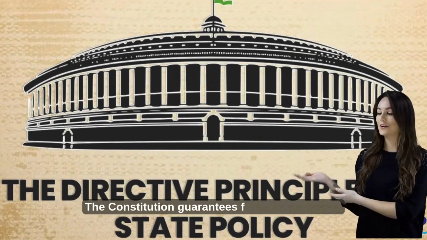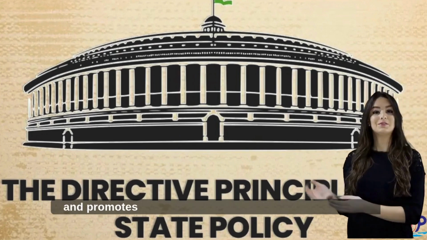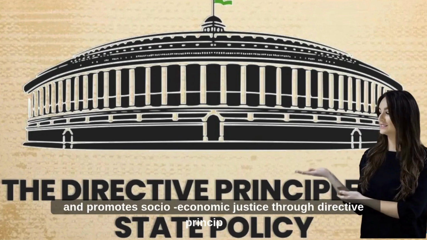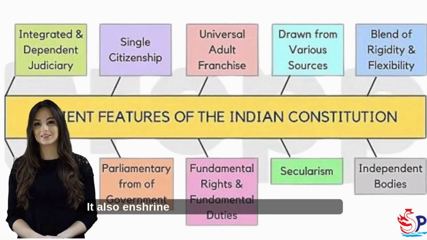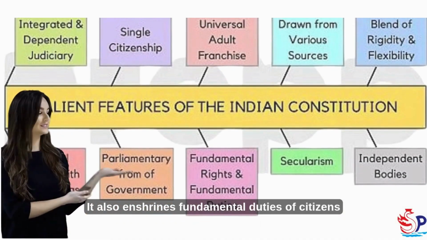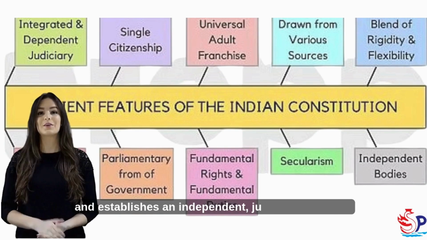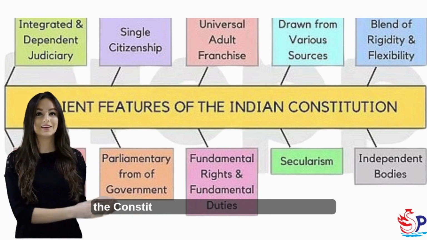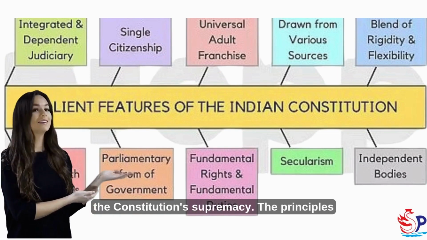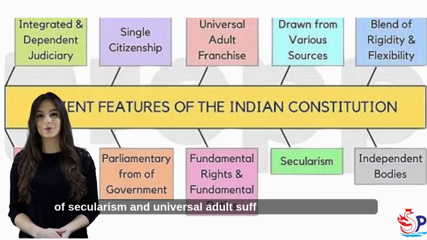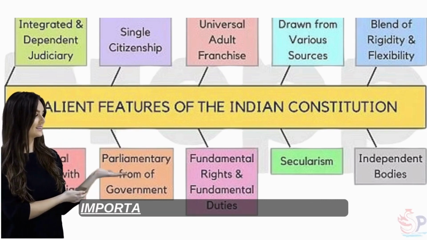The Constitution guarantees fundamental rights and promotes socio-economic justice through directive principles. It also enshrines fundamental duties of citizens, and establishes an independent judiciary to uphold the Constitution's supremacy. The principles of secularism and universal adult suffrage are also integral.